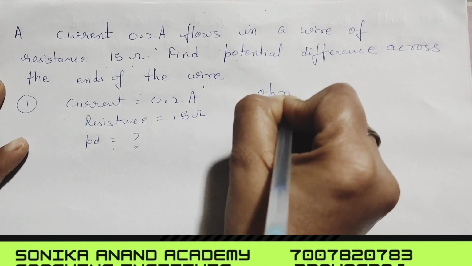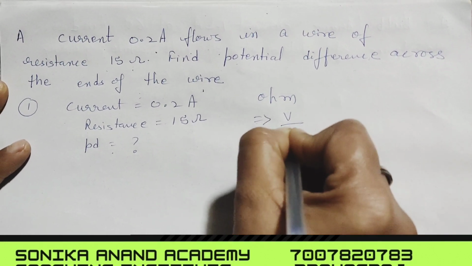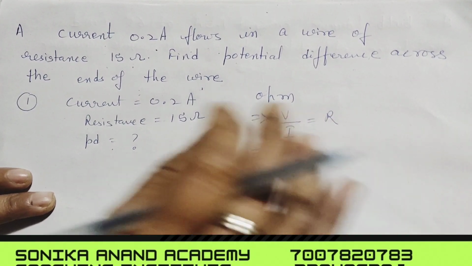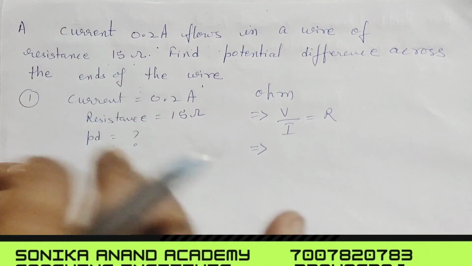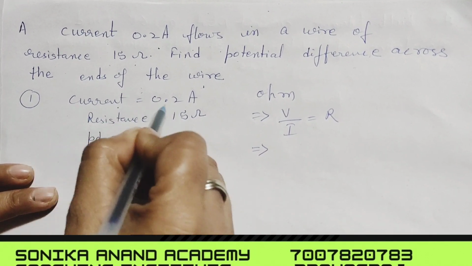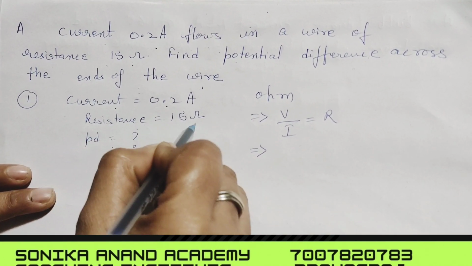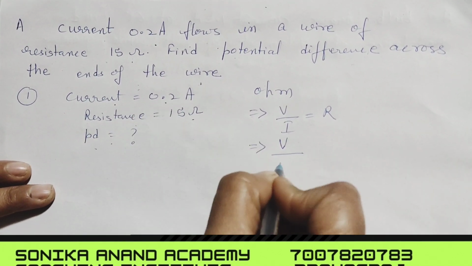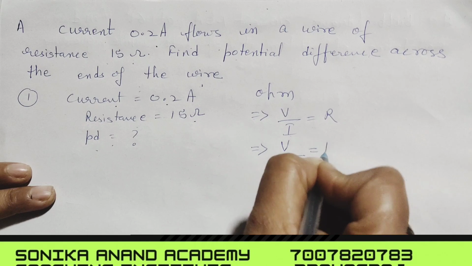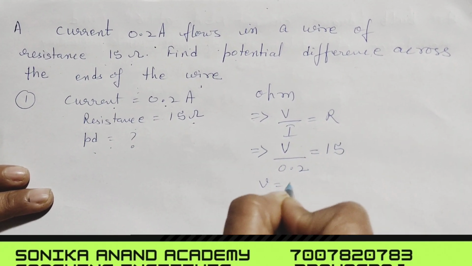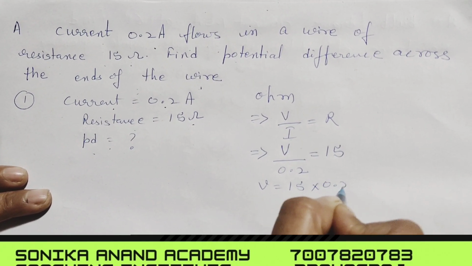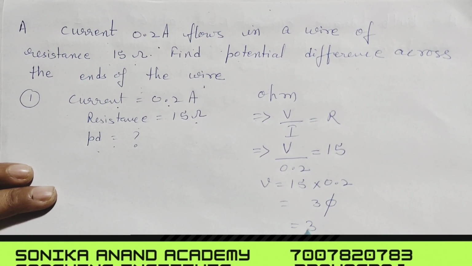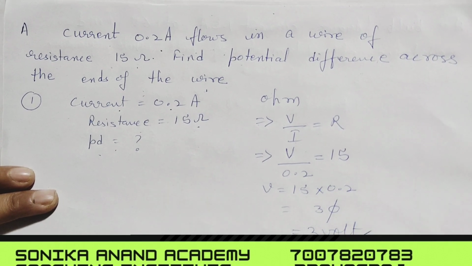Now according to Ohm's law, we have V upon I is equal to R. Don't do anything, just put all the values over here firstly. Now for the current we have 0.2, for the resistance 15, but potential difference we don't know. So V upon 0.2 equals 15. So V is equal to 15 into 0.2, which is equal to 15 2s are 30. This gets cancelled. That means 3 volt is the potential difference in the circuit.